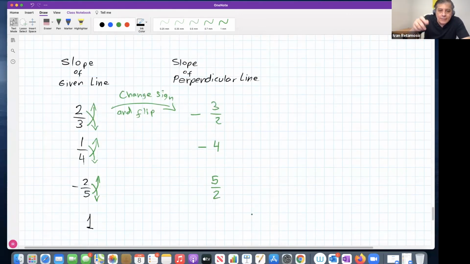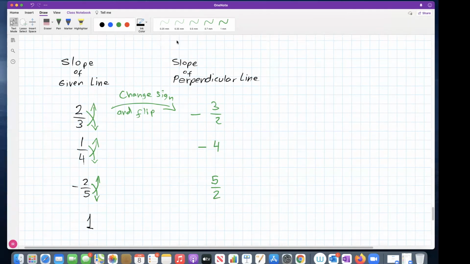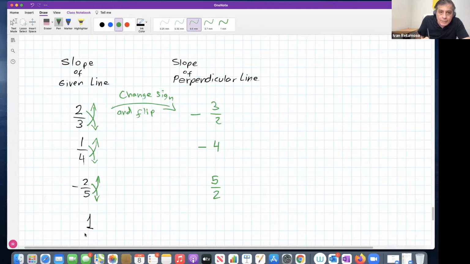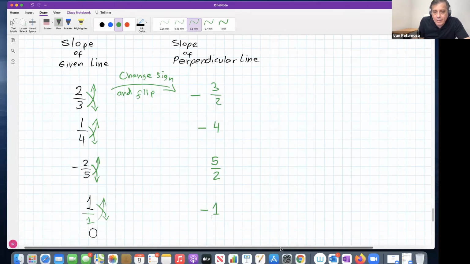One more. What if the slope of the given line is 1? What do you think should be, in simplified form, the slope of the perpendicular line? Negative 1. Excellent, Jack. Why, Professor, negative 1? Well, because this is indeed just 1/1. If you flip 1/1, you still get 1/1, but we must change the sign. So we get negative 1/1, but negative 1/1 is just negative 1. Excellent. This is a tricky one, guys.